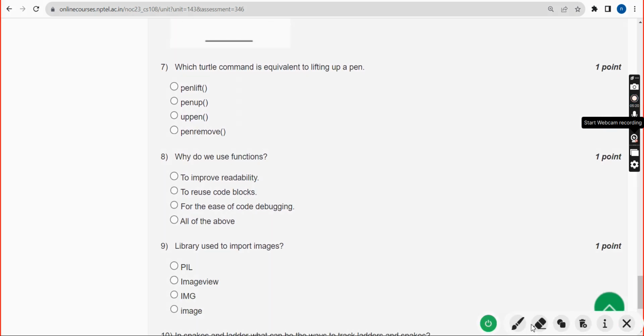Seventh one. Which turtle command is equivalent to lifting up a pen? So for seventh question, the name itself tells pen up. Second option. So mark second option as correct answer for seventh question. Let me erase this first. Yeah. So second option is the correct answer. Now let's move on to the eighth question.